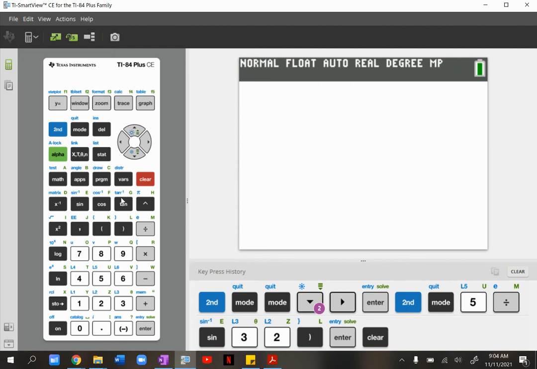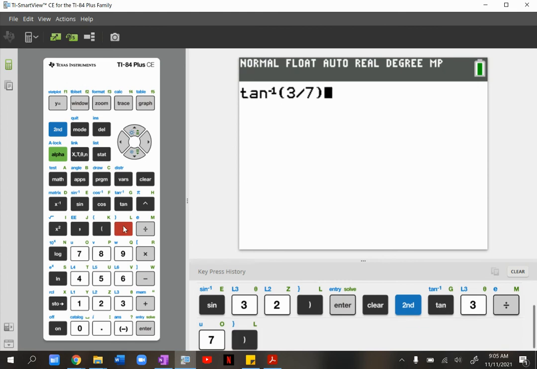Anytime you're trying to solve for an angle and not a side, you're going to need to use that inverse trig function. So the way that we get these blue functions on the calculator is we press second first. Okay, so we press the second button and then tangent. What it's going to do is pull up tangent to the -1, and then I can input that ratio. So what I'm asking the calculator here is what angle has a tangent value of 3 over 7, and when I press enter, it will give me this angle.